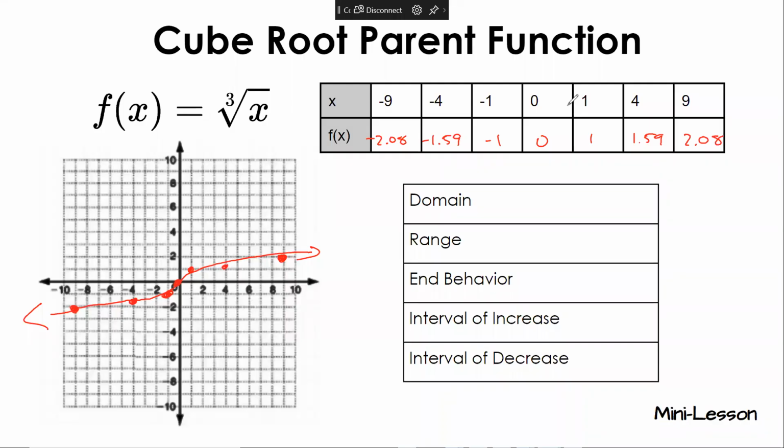Now for cubic functions, your domain is going to be from -infinity to positive infinity. And your range is also going to be -infinity to positive infinity. Remember, domain is your x's. So that means that I can plug in any x value and get some y value, right?